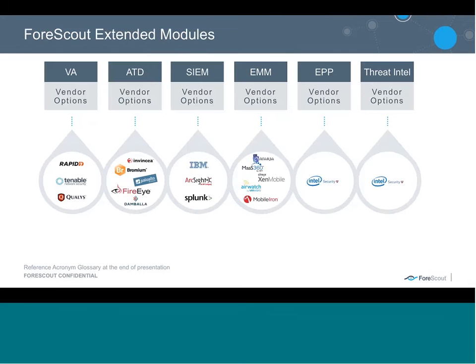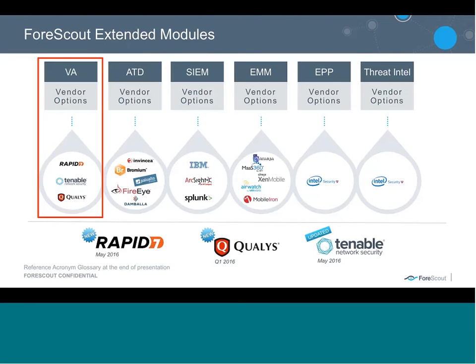First, let's talk about the ForeScout extended modules. We've broken the extended modules down into the different technologies like vulnerability assessment, advanced threat detection, threat intelligence, endpoint management, and our strategic partners fall into one of those categories or multiple categories, as you can see with the case of Intel Security. Today, we're going to talk about vulnerability assessment partners. We have a new extended module for Rapid7. We have a new extended module for Qualys that was released in Q1 of this year. And we have an updated extended module for Tenable network security.